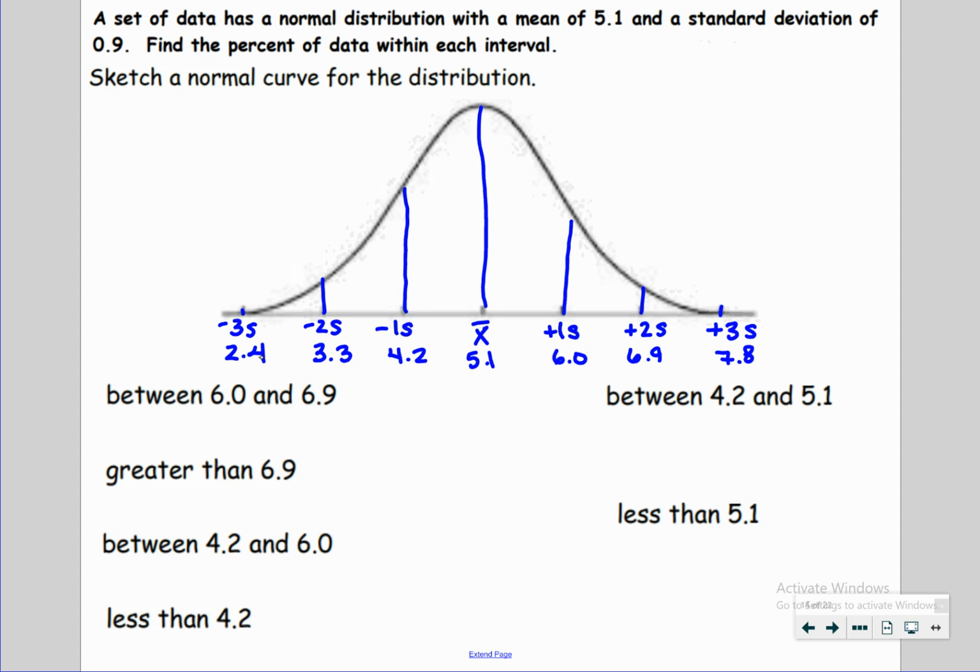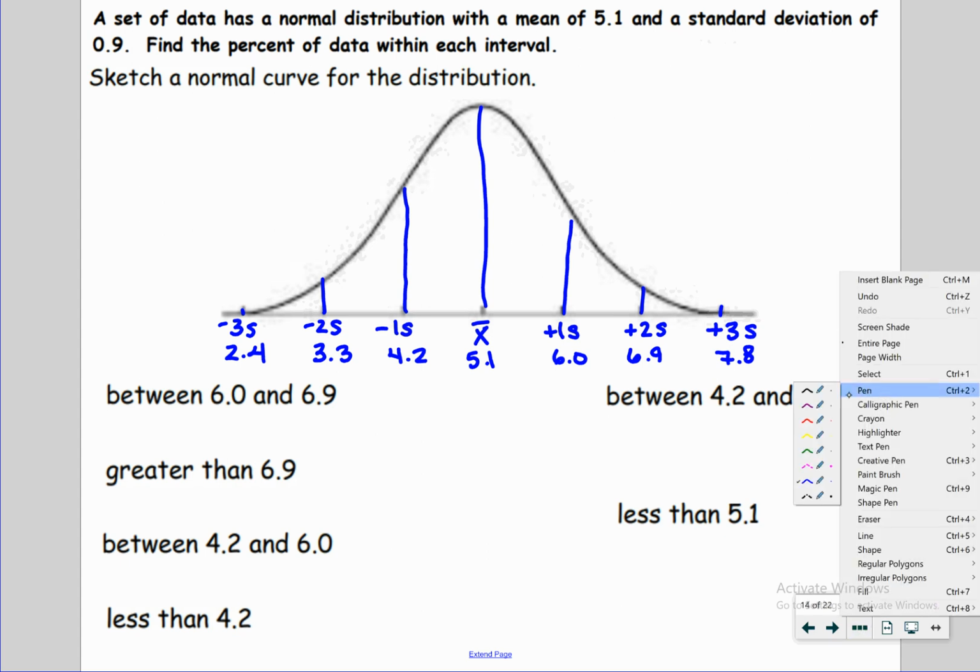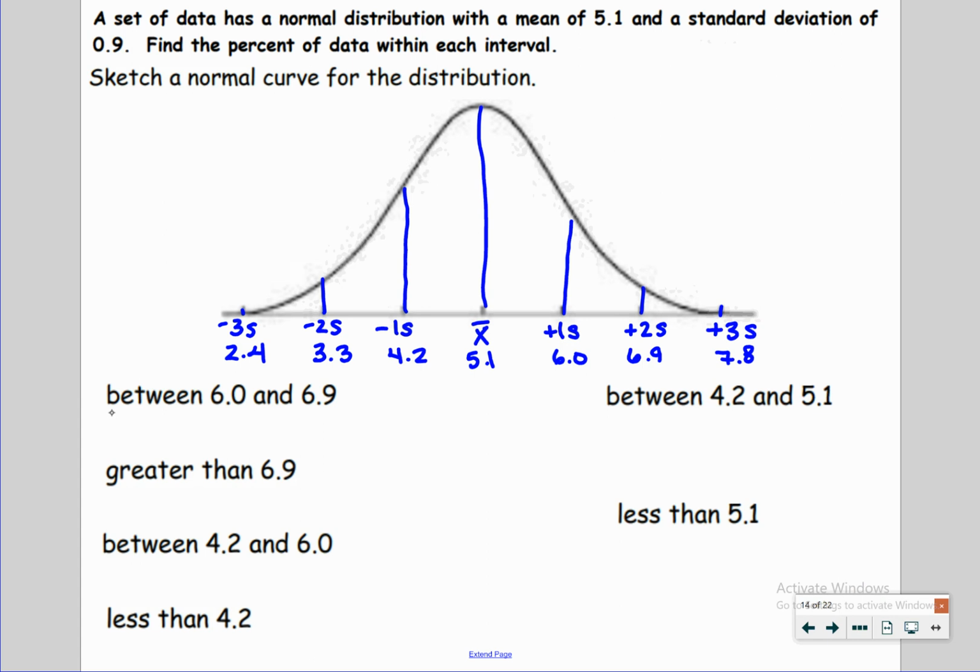Okay, now those numbers are what we can use to answer these questions, and I'm going to bounce around a little bit. Let's say I want to find the percent of data that is between 6 and 6.9. Okay, well, 6 and 6.9, it's that shaded region. And the picture that you just put on your purple packet can probably answer this for you. If I am between 1 and 2 standard deviations, what percent of the data is located there? It is 13.5%.